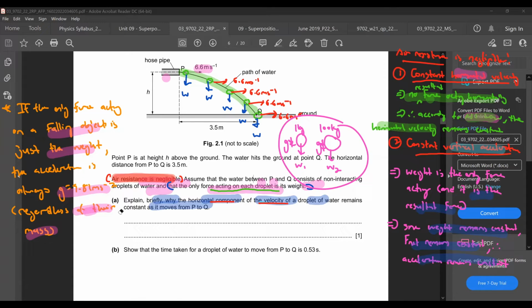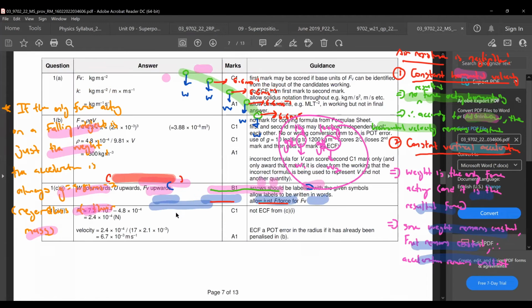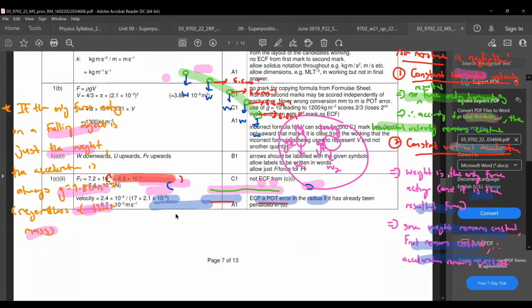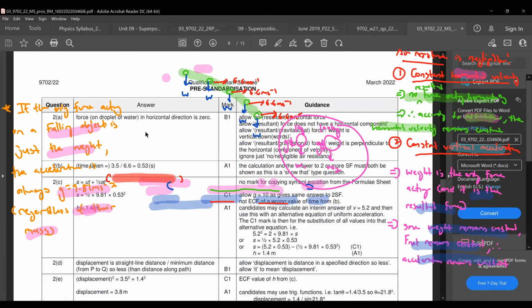So now back to part A. Explain briefly why the horizontal component of velocity of the droplet of water remains constant as it moves from P to Q. Just now I explained this, right? You don't have any forces horizontally. So according to Newton's first law, it will remain constant. So here was your answer: force on droplet of water in horizontal direction is 0. You can also say no resultant force in the horizontal direction. Therefore, the object remains at constant velocity.